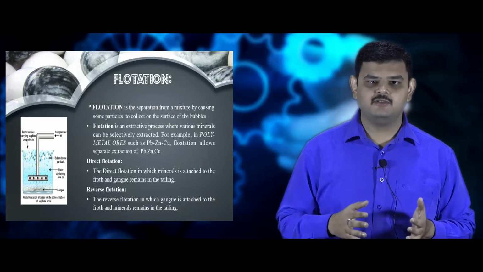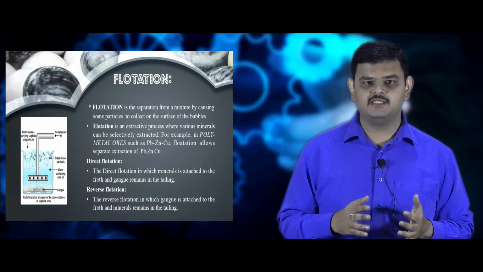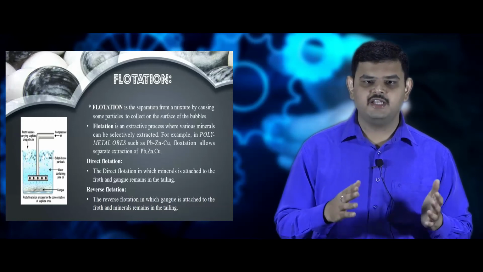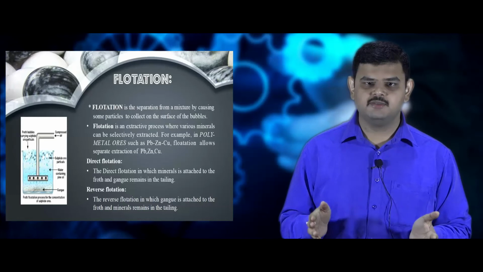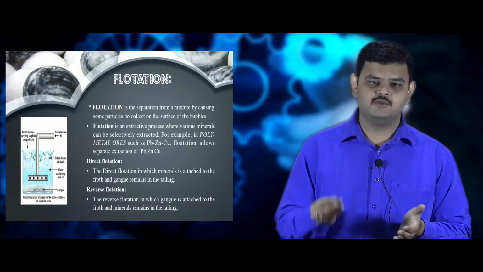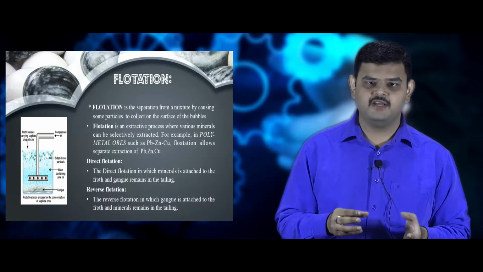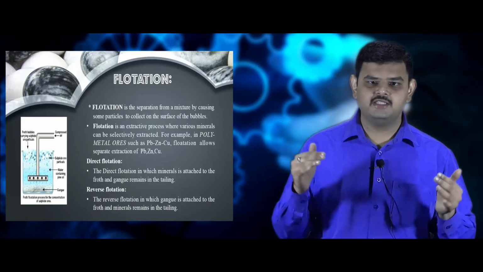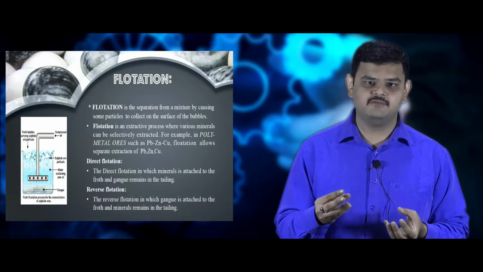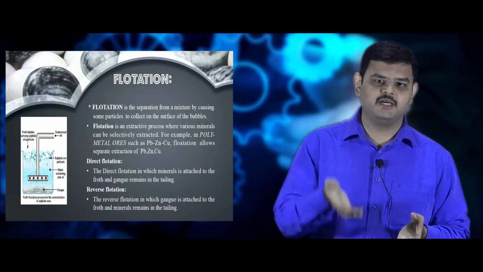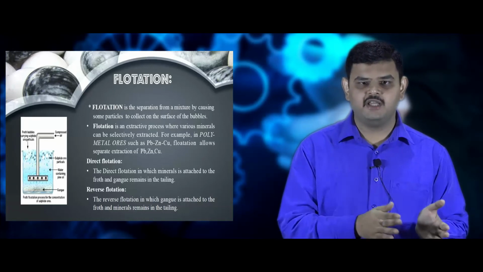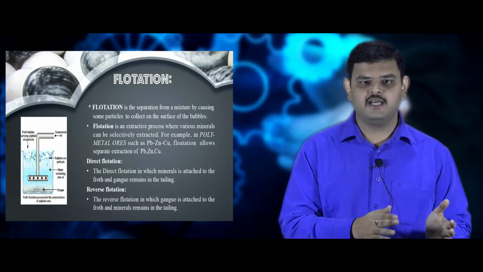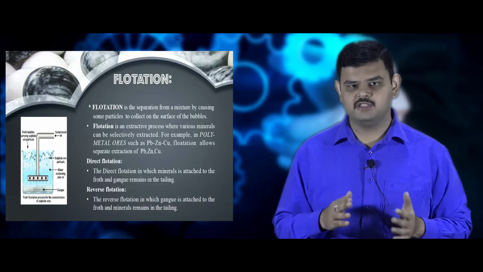In order to extract those valuable ore particles and metallic particles, we need to use a flotation process. The flotation process brings the ore particles towards the surface with the help of air bubbles. When we insert the air bubbles, the particles stick to the air bubbles and come towards the top. So this is the flotation process, and it can be of two types. The first one is direct flotation and the second one is reverse flotation.